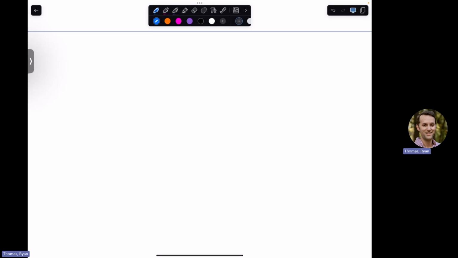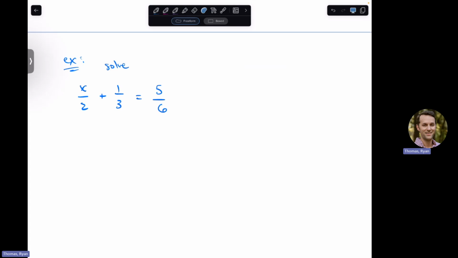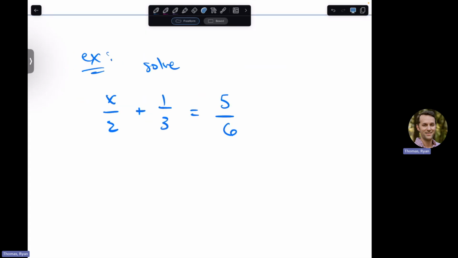to see why we care and why I'm making such a big deal about this. Let's look at an example that's a little closer to stuff that's more familiar maybe. So x over 2 plus 1 over 3 equals 5 over 6. We want to solve that equation. What could you do?